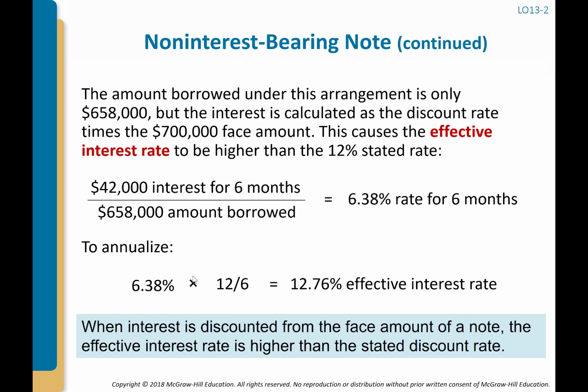And since, how many 6-month periods are there in a year? 2. And so since there's 2 6-month periods in a year, just figure out the number of periods that are being accrued here, which is, it's a 6-month note, so we have 2 6-month periods in there. We multiply that by 2, so the effective interest is 12.76. So it's not quite 12%, is it? So there's a difference between the discount rate and the effective interest rate on this note, right? Okay.